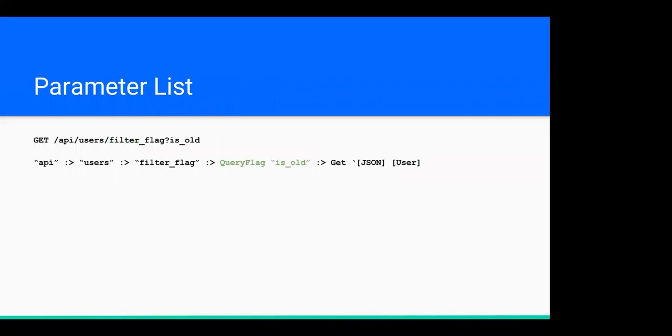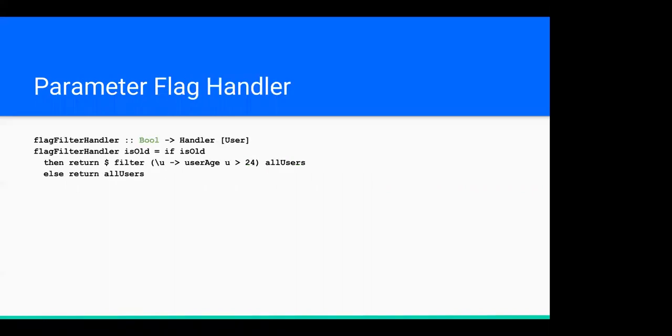And then the last query parameter, I mistitled the slide, but that's okay, is actually just a flag parameter. So QueryFlag is old. We don't really need a type here because the only question is whether the flag is there or not. And as you might expect, this is just going to show up as a Bool in our handler.